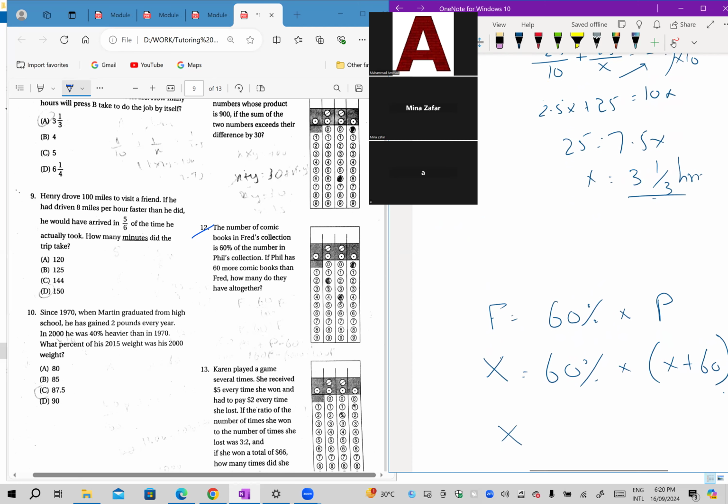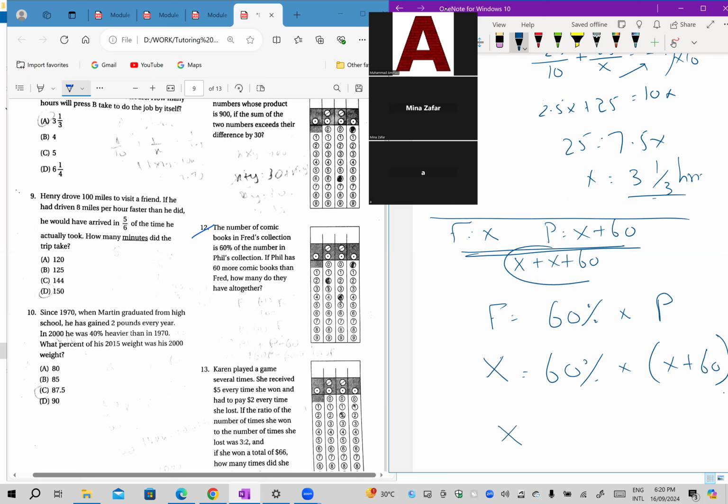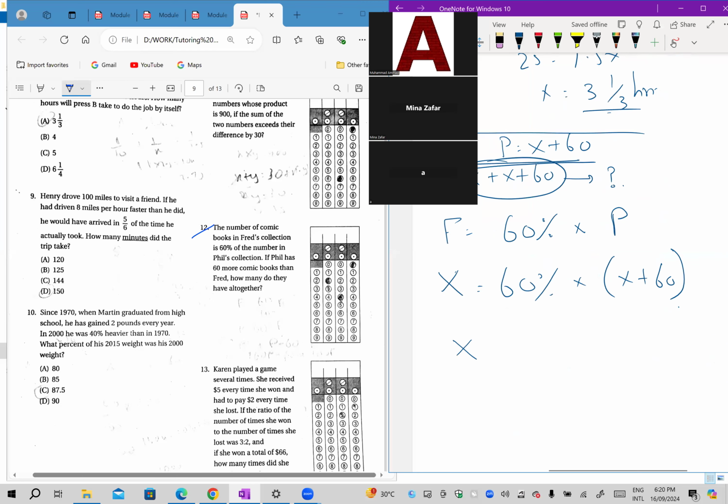So basically, let's write this equation here. Fred has x number of books. Phil has x plus 60 number of books. So how many will they have altogether? x plus x plus 60, right? We have to solve this expression. But to solve this, we need to know the value of x. And we're using these expressions here for the value of x. x is equal to 60 divided by 100 into x plus 60.